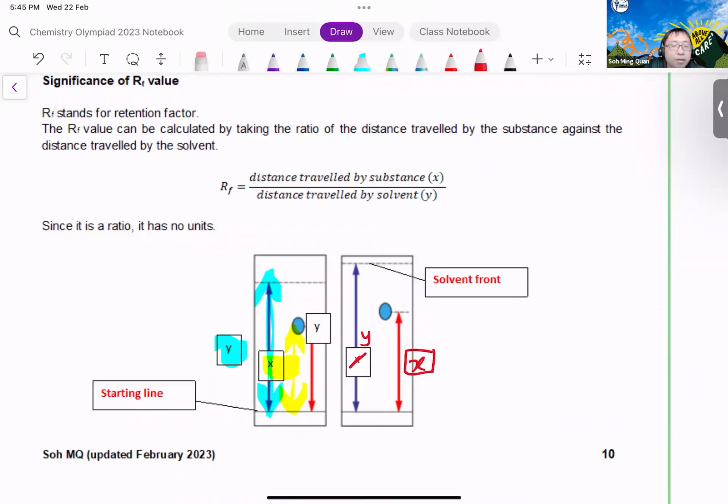All right. Okay, so this is actually a ratio. It's a ratio of the distance traveled by the substance, the spot, to the distance traveled by the solvent. Okay? So you need to be careful when calculating RF value.